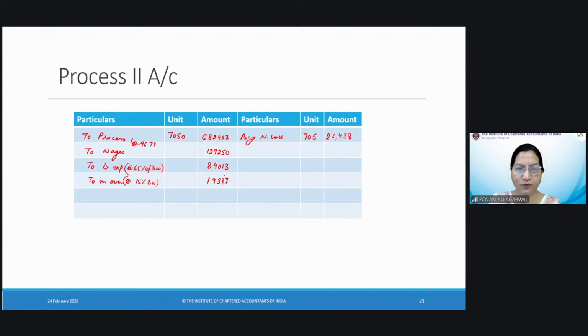So 682,403 plus 129,250 plus 84013 plus 19387. So the total cost comes out to be 9,15,053 minus 26,438. This divided by 7050 minus 705, which is 6345.